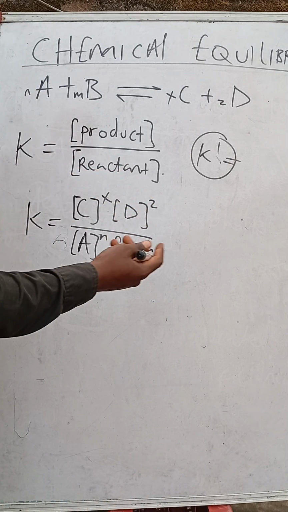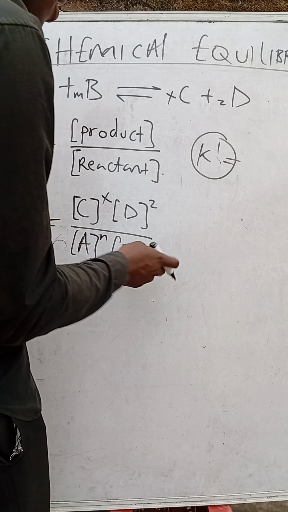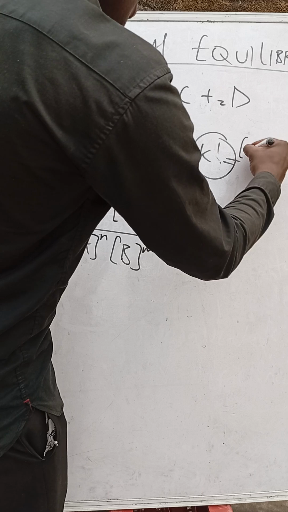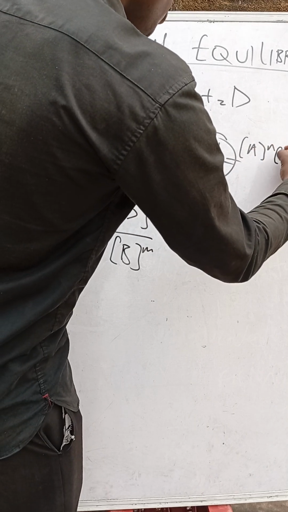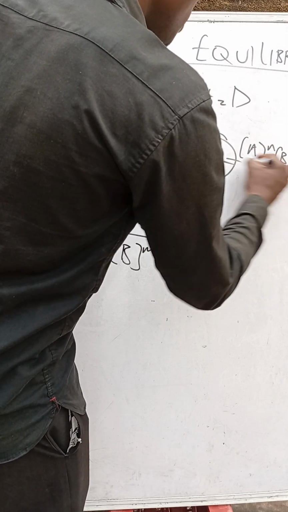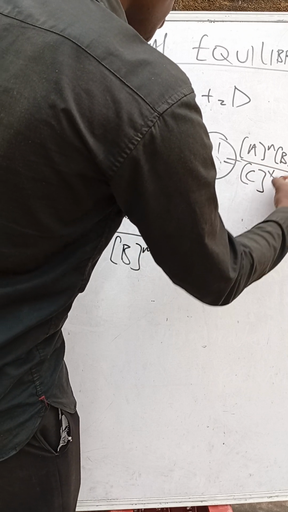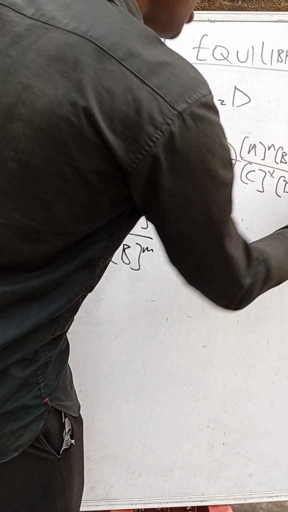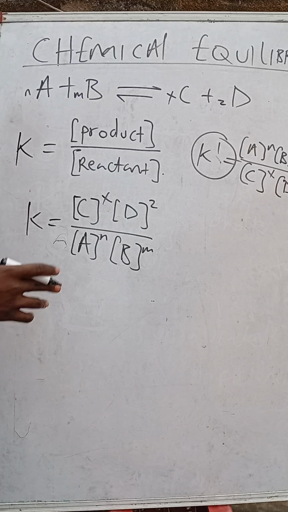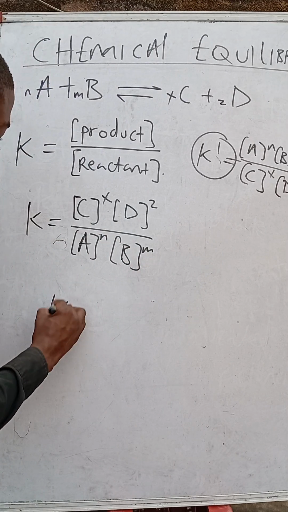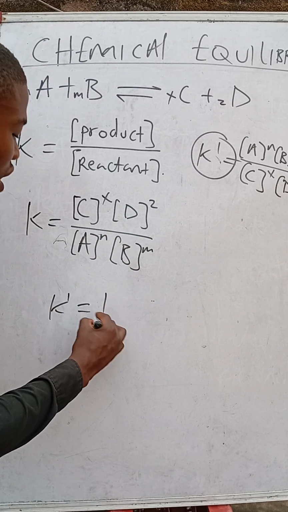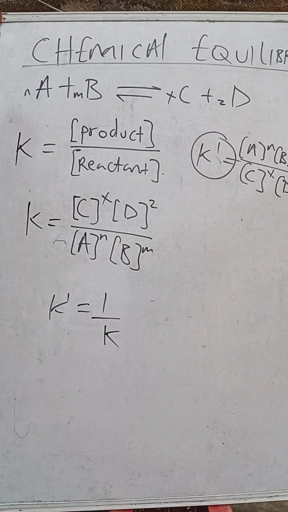For the reverse reaction, we can have it to be this set: A raised to power n, B raised to power m, over C raised to power x, D raised to power z. So this is the equilibrium constant for the reverse reaction. Now it should be noted that the equilibrium constant for the backward reaction is 1 over that of the forward reaction.